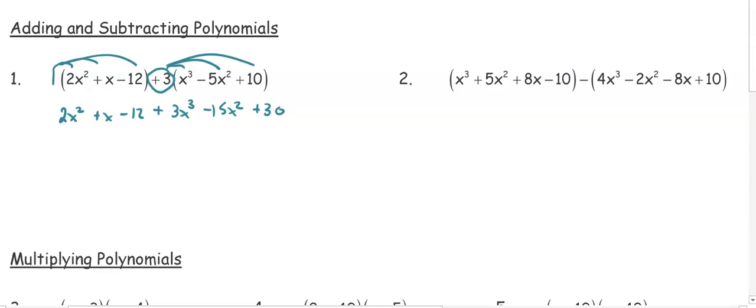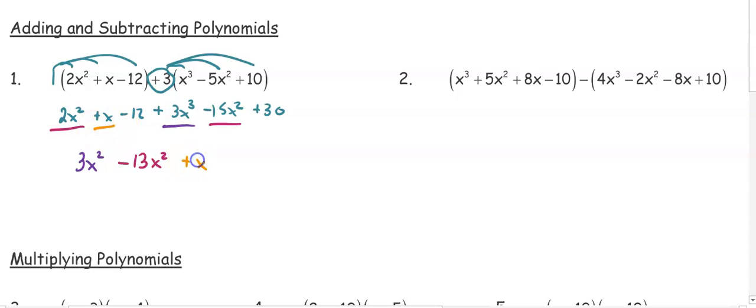We want to go from the highest exponent to the lowest. So the highest exponent is 3x cubed. There's only one of them. So it stays as 3x cubed. Then we have 2x squared terms. We have 2x squared minus 15x squared. So 2 minus 15 would get us negative 13. X squared stays the same.